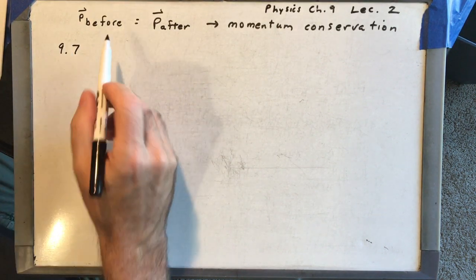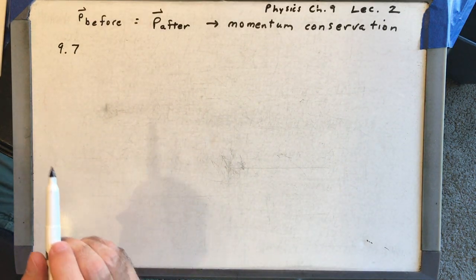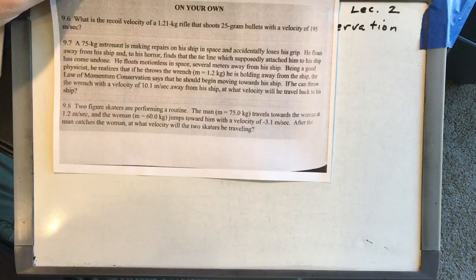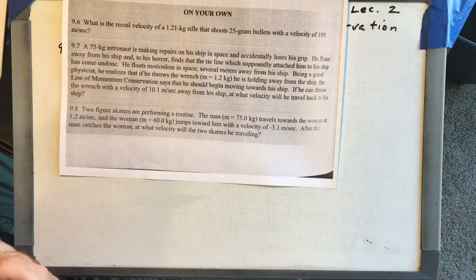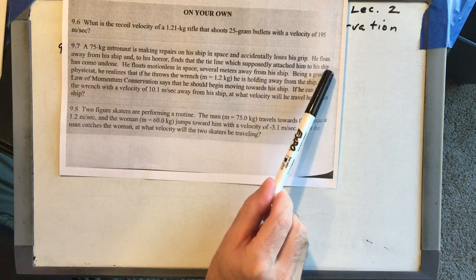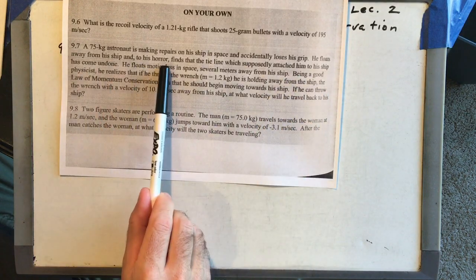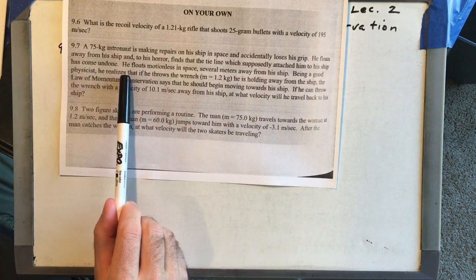Problem 9.7. So again, we're using momentum before is equal to momentum after. That problem says a 75 kilogram astronaut is making repairs on his ship in space, accidentally loses his grip. He floats away from his ship and to his horror finds that the tie line which supposedly attached him to the ship has come undone.